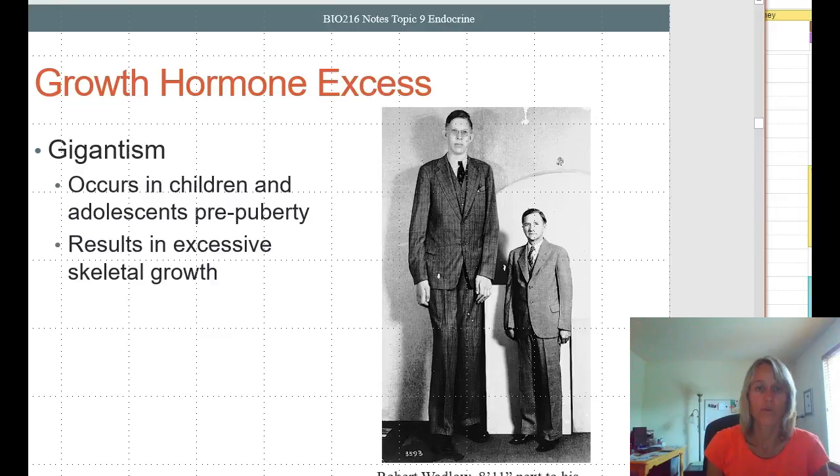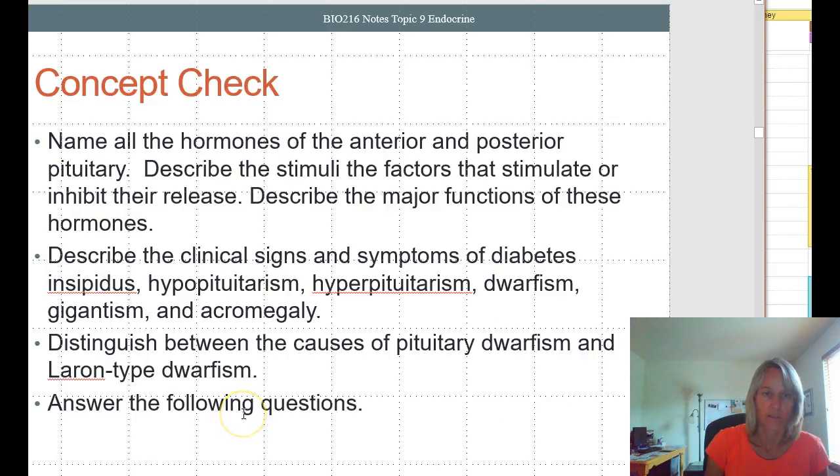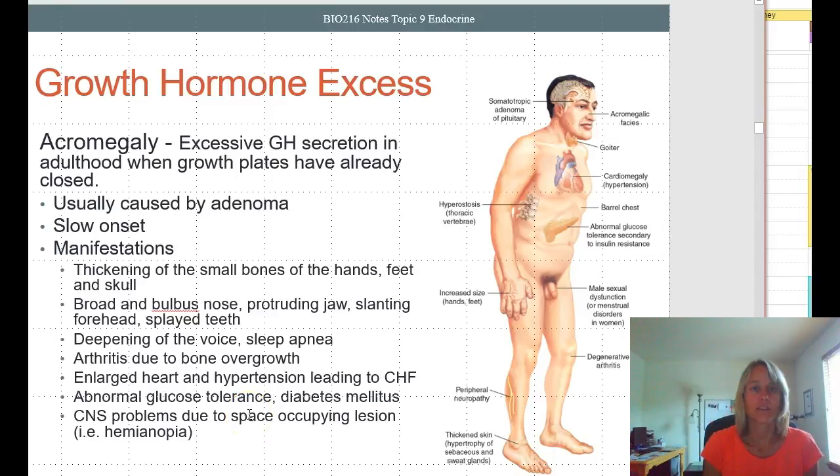We can also have growth hormone excess. Gigantism occurs when we have hypersecretion of growth hormone in children and adolescents pre-puberty, before the plates close. And this is going to result in excessive skeletal growth. Here we have the tallest man on record, I believe, at about 8'11", next to his father at 5'11". So he has gigantism. We can also have growth hormone excess post-puberty, and then we call it acromegaly.